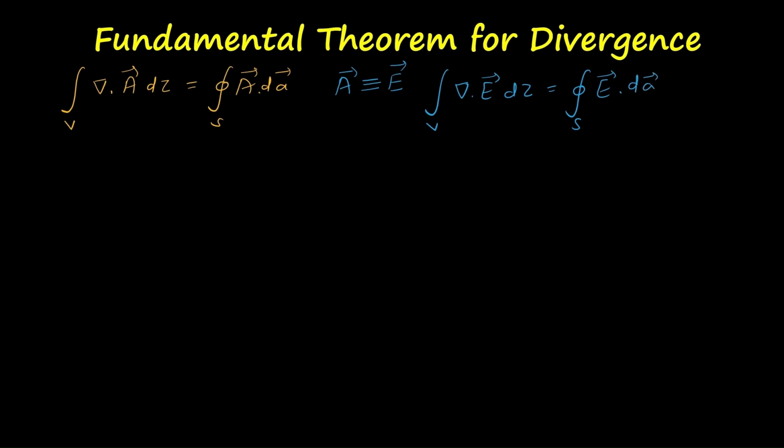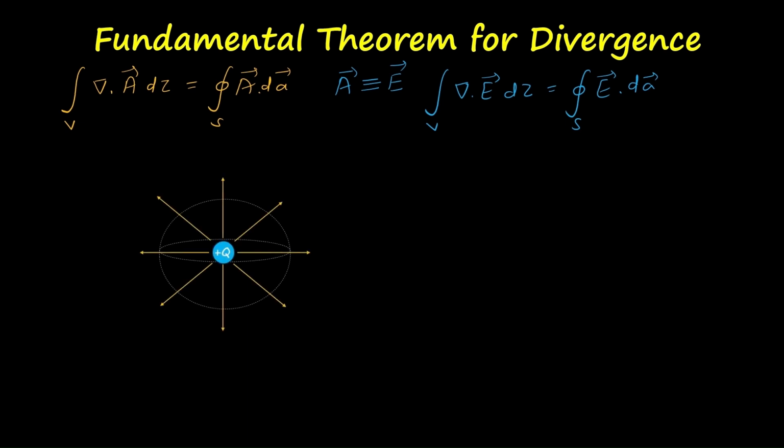And let us take this system. Here we have a point charge plus Q, and the electric field lines are coming out of this point charge, and we have a surface enclosing some volume V. Now, what is the divergence of the electric field? We have already learned in the beginning of this video that divergence of E measures the spread of the electric field.